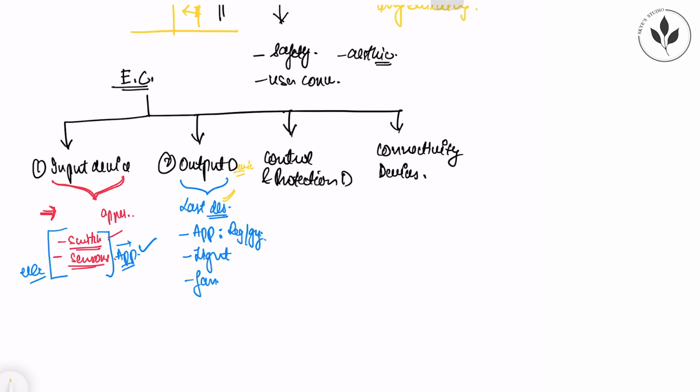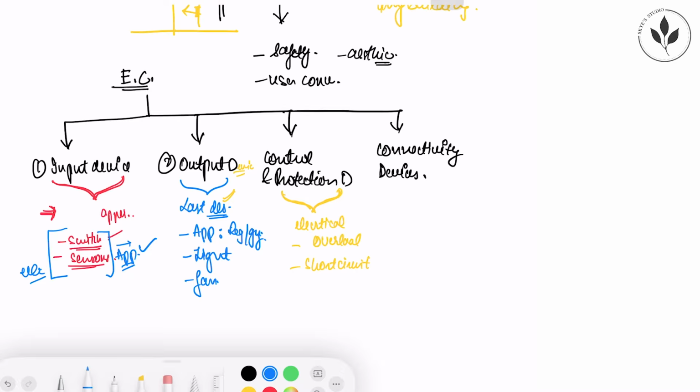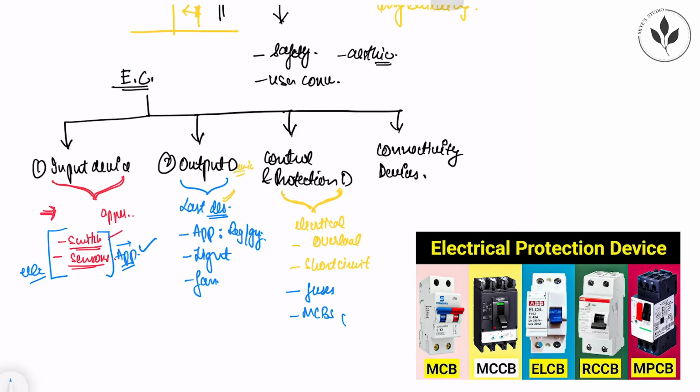Then there are your control and protection devices. These protection devices will help in eliminating overload of electricity or short circuit of electricity. So what can be these devices? These devices are like your fuses, your MCBs, your distribution boards, and then your circuit breakers. All these will come in control and protection devices.